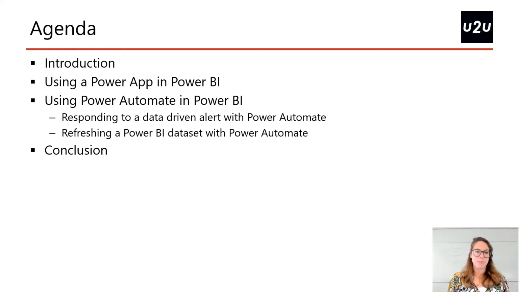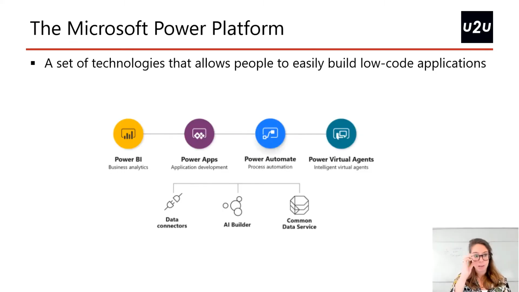So the agenda for this talk is that I will first start with an introduction of these three products, and then I will show you how to use a Power App in Power BI and how to use Power Automate in Power BI. And there I have two examples, one where I respond to a data-driven alert with a flow, and one where I refresh a Power BI data set with a flow as well. And then I will end with some conclusion. Okay, so let's start with the introduction.